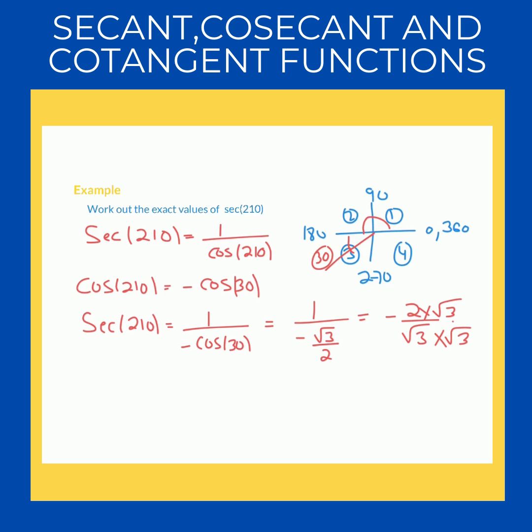So 1 over negative square root of 3 over 2 is equal to negative 2 over the square root of 3. Now, if we want to rationalize this fraction, I'm going to multiply the denominator by the square root of 3, so the denominator times the square root of 3 and the numerator times the square root of 3. So our final answer is negative 2 square root of 3 over 3. So this is our final answer. So secant 210 degrees is equal to negative 2 times square root of 3 over 3.